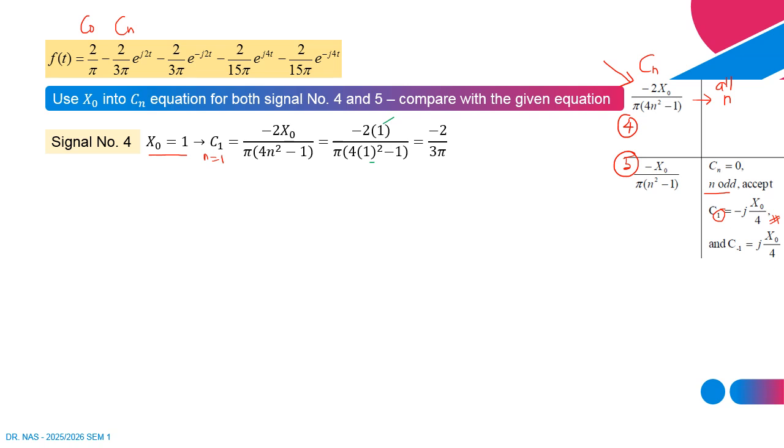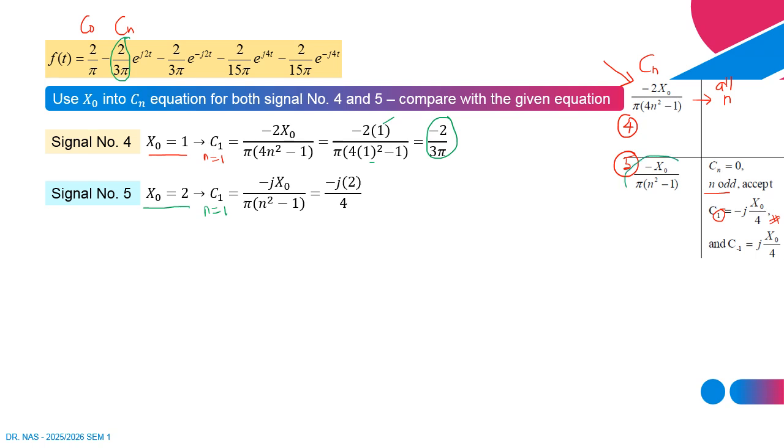If you compare this one to this one, it is more or less equivalent, but we need to check signal number 5. For signal number 5, x0 from the earlier calculation equals 2. Again we consider the same n equal to 1. Now you need to replace the Cn equation with n equal to 1, but don't forget to look at the remark: Cn will be zero for all n odd number except C1.